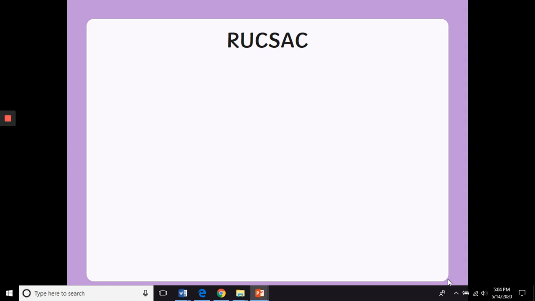Rucksack has 6 letters in it, and each letter has a different meaning. So the first letter is R. R stands for read. The next letter is U. U stands for underline. So first, when we get a word problem, we read it properly, then we underline. Okay, we underline the numbers in it.